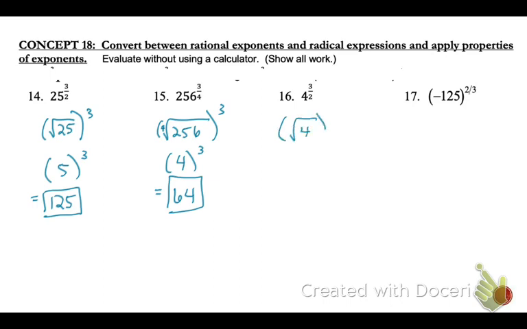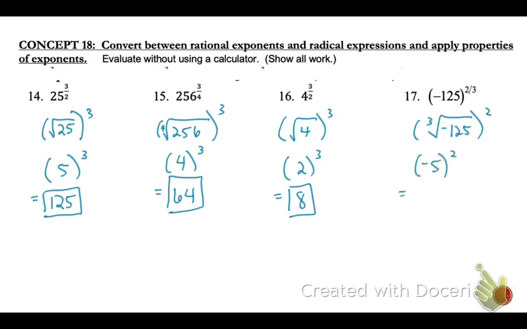We start by taking the square root of 4 and raising it to the 3rd power. So square root of 4 is 2. 2 to the 3rd power is 8. And finally, number 17. So start by rewriting it as the 3rd root of negative 125 raised to the 2nd power. We do the root first, which is negative 5, and then negative 5 times negative 5 gives us 125. I'm sorry, it gives us 25.